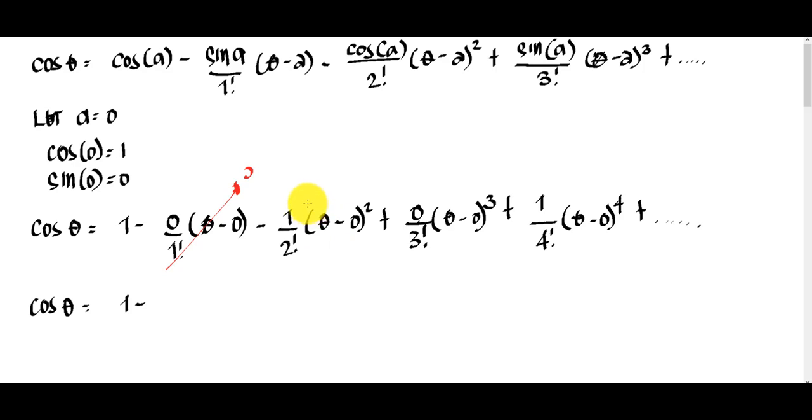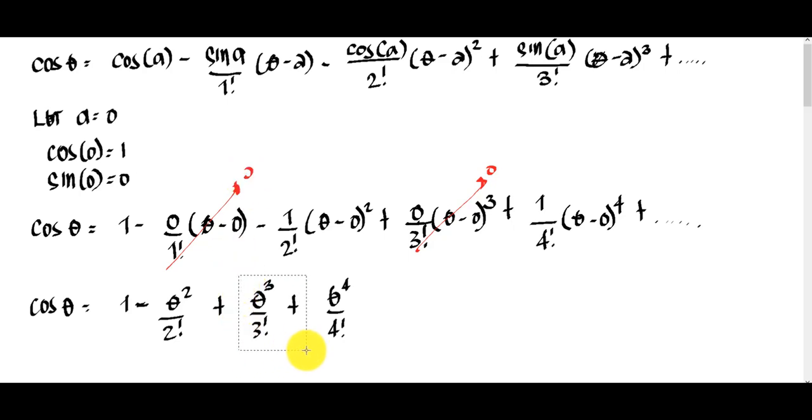So it will be negative theta squared divided by 2 factorial, oh this is minus, sorry. And we have here theta cubed divided by 3 factorial. Then plus, we have theta to the 4th divided by 4 factorial. Okay. Sorry, this term is already 0 since it is 0. So sorry about that one. I'm going to remove this one. So we have the answer for this one.